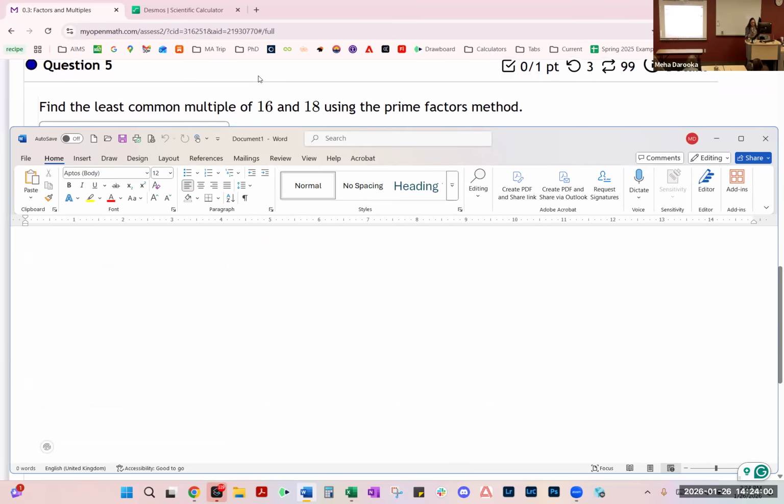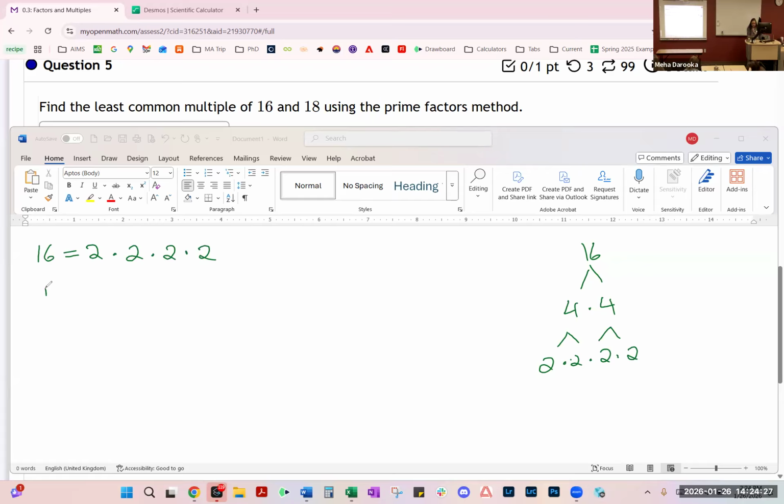Okay, so 16 would break down into what? 4 and 4. Very good, 4 and 4. And then, of course, you can break down 4 and 4 further as 2 times 2 and 2 times 2. So actually 16 is 2 times 2 times 2 times 2, right? 4 of those. Then you had 18.